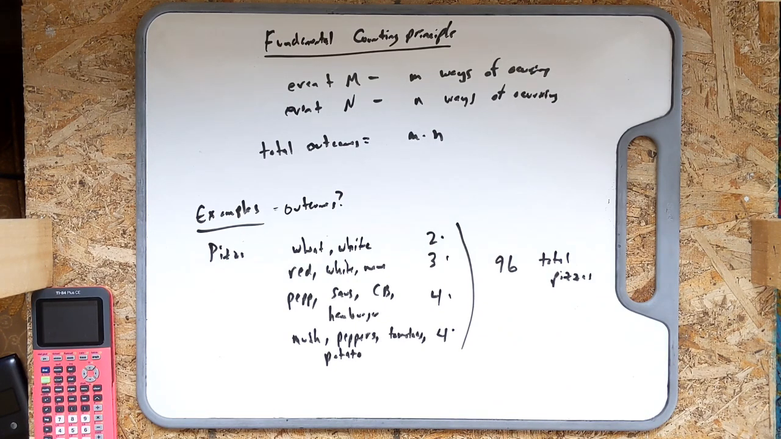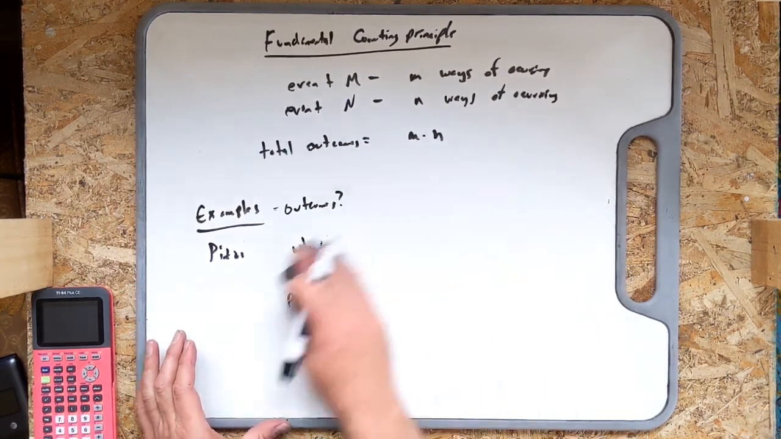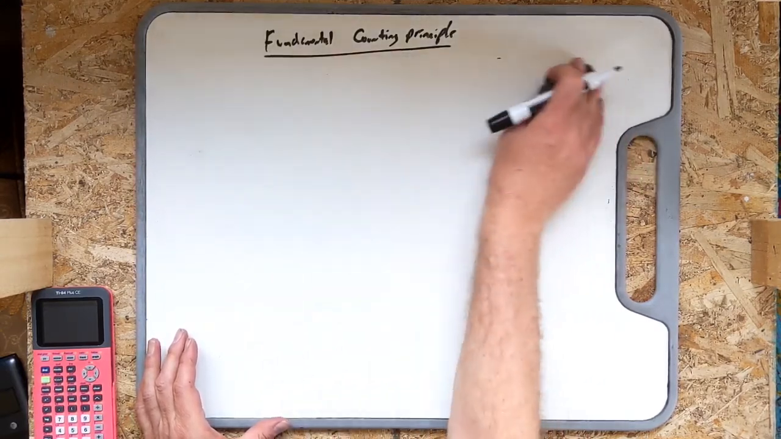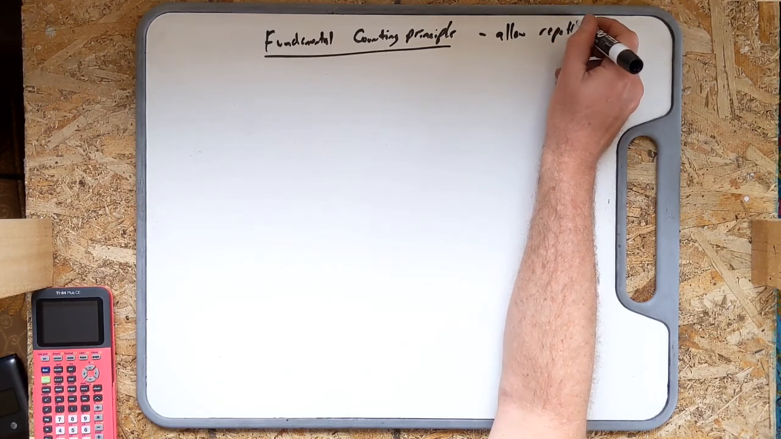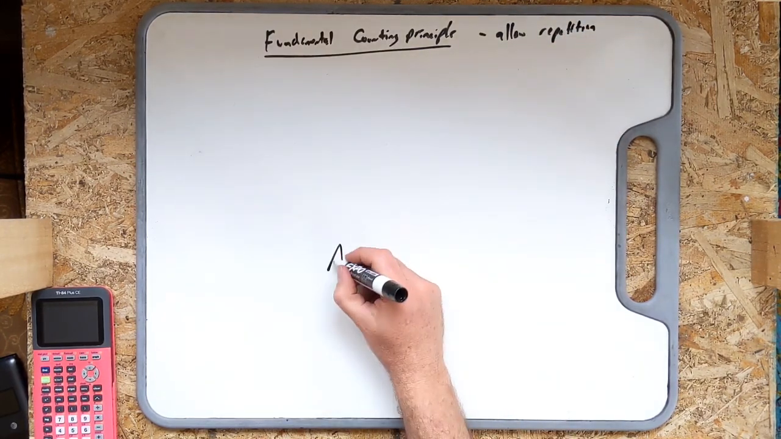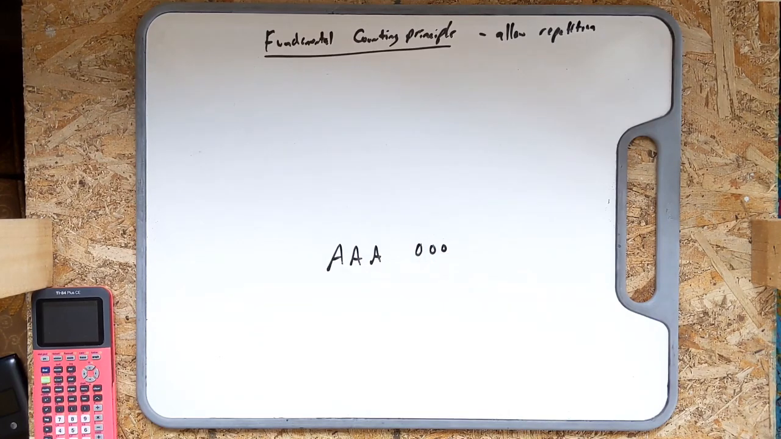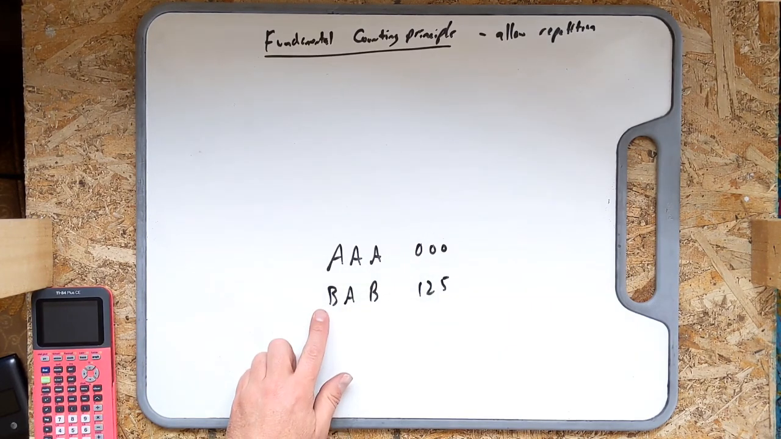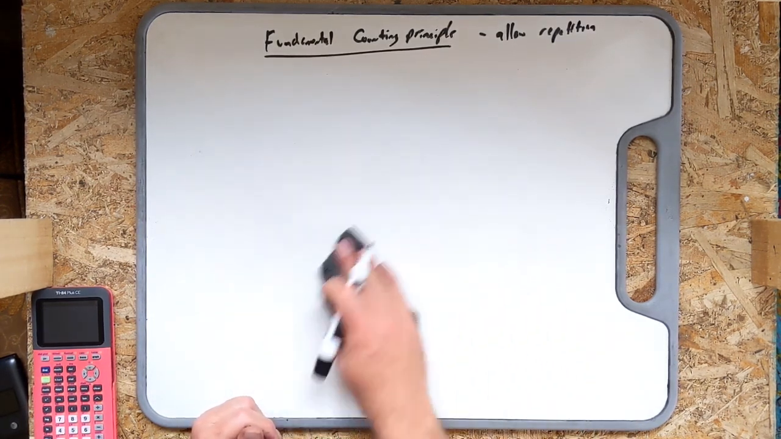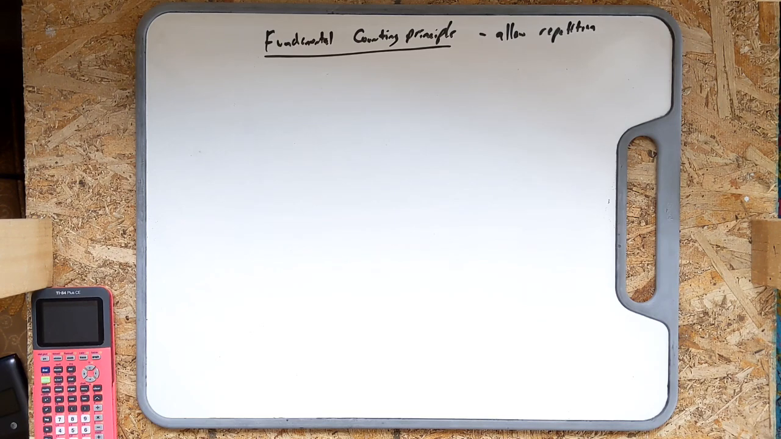All right, that's the fundamental counting principle. Notice one thing about this, and it will be important in a second: I allowed repetition. Let me put that up here. Allow repetition. So, for example, the license plate AAA 000 or BAB125 was perfectly legit. In other words, I was allowed to use B twice, or in this case, A 3 times. That's a lot of times the case, but I'll talk about some examples now where that's not allowed, where you're not allowed to have repetition.